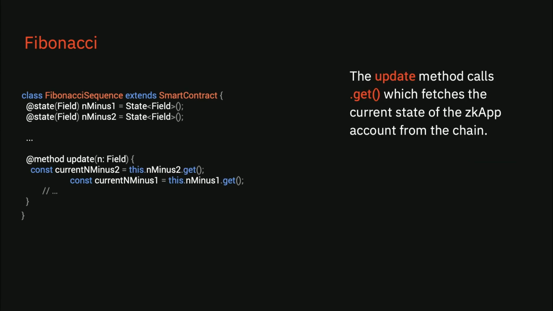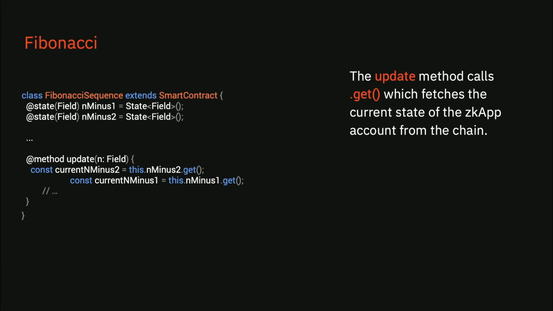We're first going to get the current on-chain state. We create these two variables here, current n-2 and current n-1. The way you get on-chain state is just by using this .get call. You refer to the state you define in your class, and then you use this .get call. What this is doing is making a network request and fetching the current state that your ZK app has, and then we just store it in these two variables here.